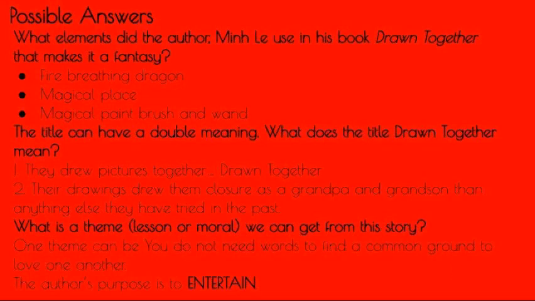Possible answers. What elements did the author use in his book Drawn Together that makes it a fantasy? Maybe you wrote down the fire breathing dragon or the magical place that the grandfather and grandson came to, or the magical paintbrush the grandfather had, or the magical wand the grandson had. The title can have a double meaning. What does the title Drawn Together mean?